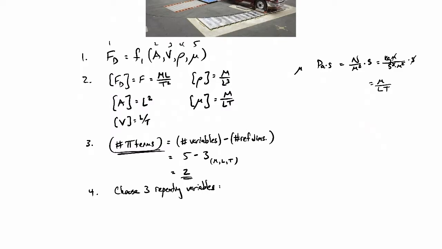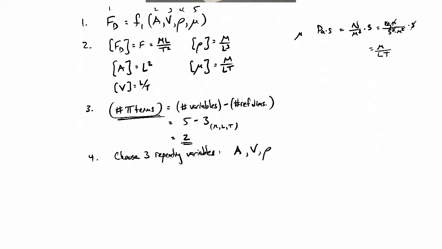So what I'll use for my repeating variables here will be area, because that involves the length squared. I'll also choose the velocity, because that involves a time independently. And then I'll choose the density, because that has a mass in there. Now your set of repeating variables may look different from mine, but we should each have 3 repeating variables, and we should each have predicted that there will be 2 pi terms. Okay, but the choice of repeating variables is not unique. All right, so now we need to make the other terms dimensionless using these repeating variables.